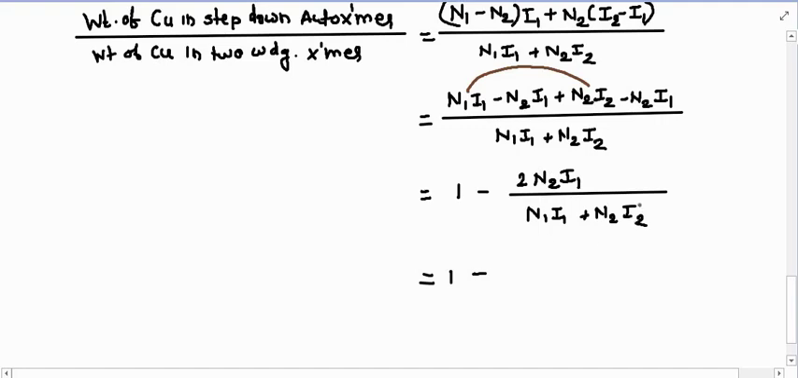If I divide these terms, numerator and denominator, by N2 I1, on the numerator side I will get 2. On the denominator side, N1 I1 divided by N2 I1, right? So my I1 will get cancelled. I will get here N1 upon N2 plus N2 I2 divided by N2 I1. So N2 will get cancelled. What I will get? I2 divided by I1, right?